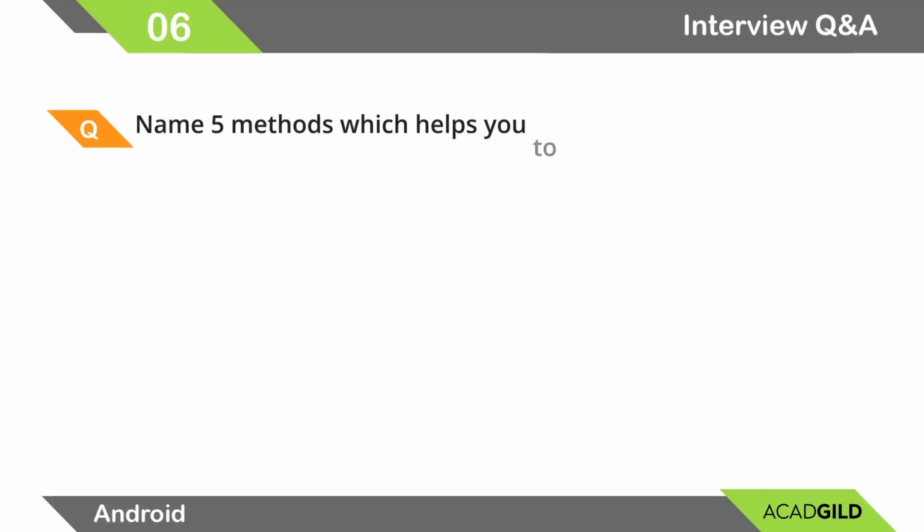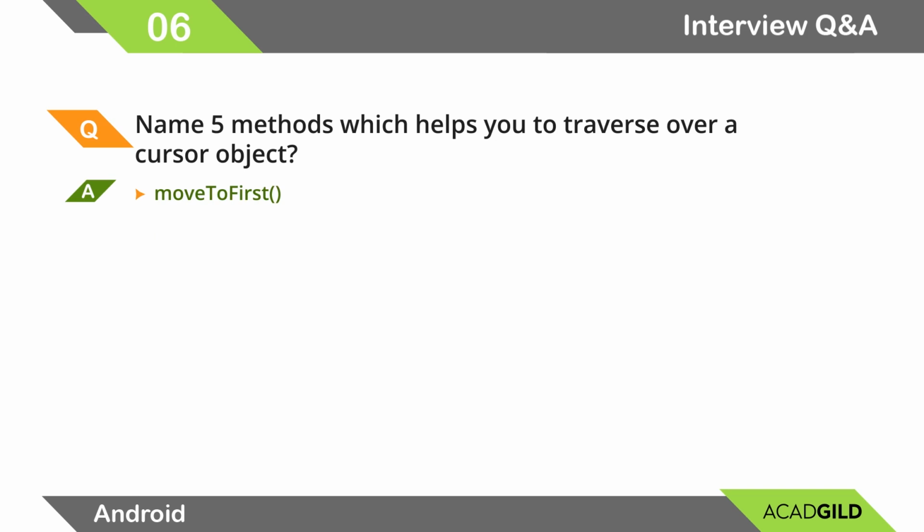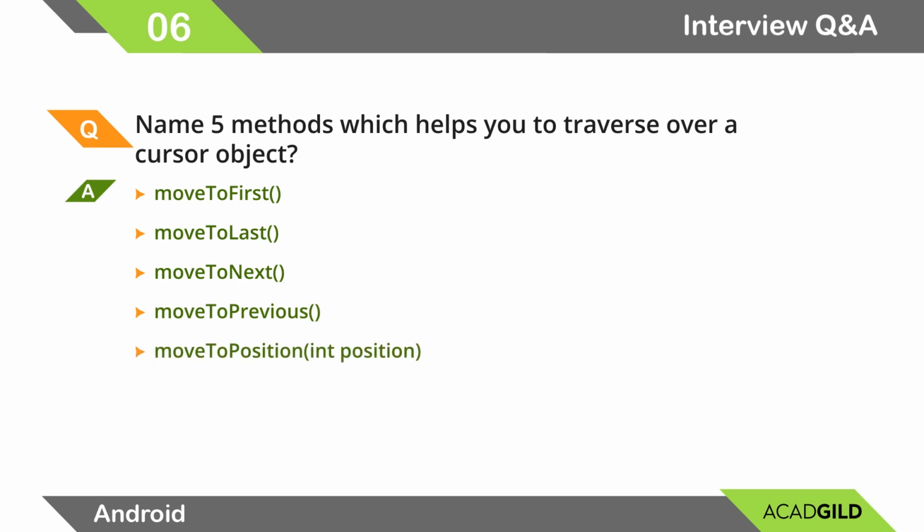Next question: the five methods that help you traverse over a cursor object. Move to first, which I've already seen. I can move directly to the last record. I can use move to next to move to the next record, move to previous to go back, and move to position to move to a specific record.